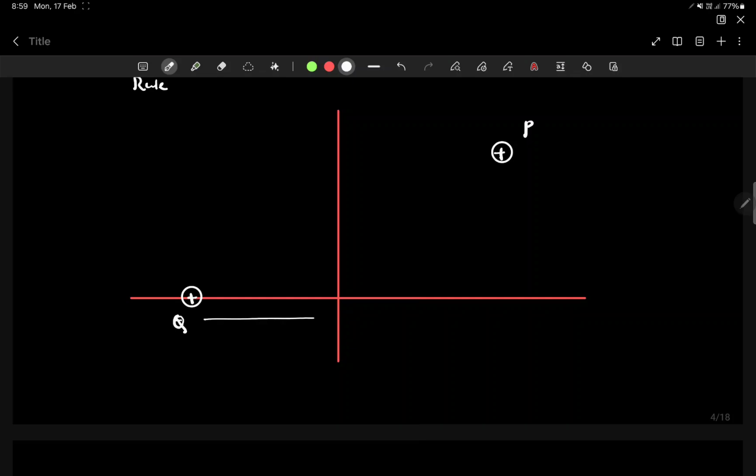This distance is the separation, 0.5 meter, because this is the y-axis, and the separation between charged particle P and the y-axis is also 0.5 meter. So in which direction should the magnetic field be switched on so that both particles will undergo head-on collision? That is our aim.